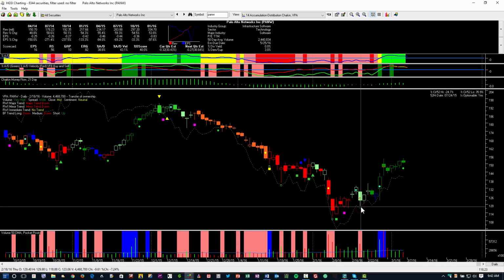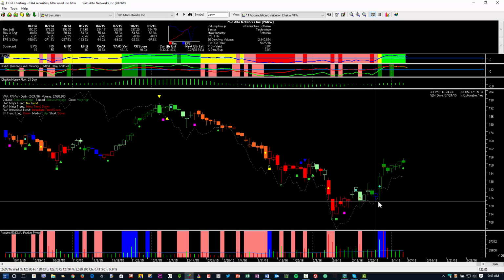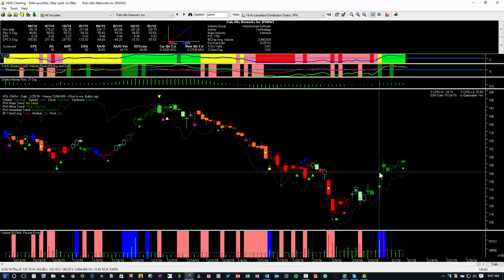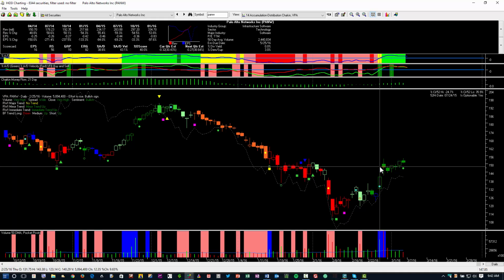Because it traded down, but buyers came in at the end of the day. You can tell that by the tail. And then we had an effort to rise, and then a buyable gap up, and we know the earnings are out of the way because they're up here, and it looks like it might hold here. Why do I say that?